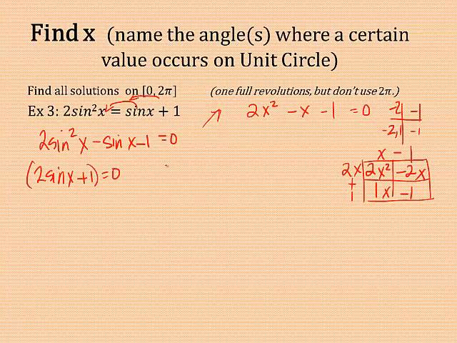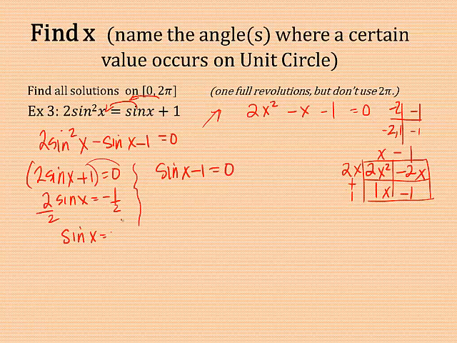And then I have sine x minus 1 equals 0. So now I have my two equations to solve. All right. So I'm going to move the 1 over to solve it. 2 sine x equals negative 1. Divide by 2. So the sine of x equals negative 1/2.